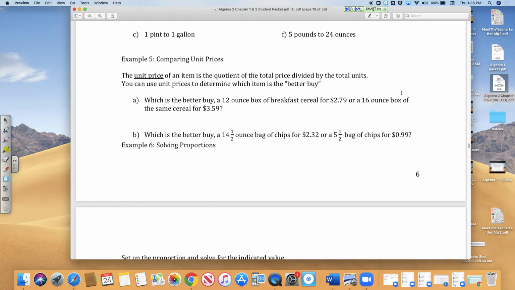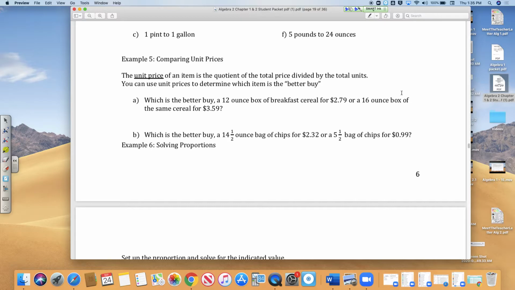It is helpful because you're going to want to save money when you have your own money and you're going shopping. So using unit prices is really helpful. To determine which is the better buy, we're not looking for which one's cheaper. So if we're looking at a 12-ounce box of breakfast cereal for $2.79 or 16 ounces for $3.59, we're not thinking, oh, buy the $2.79 one because that's cheaper. It might be less money for that particular box, but we're looking for what is the best buy.